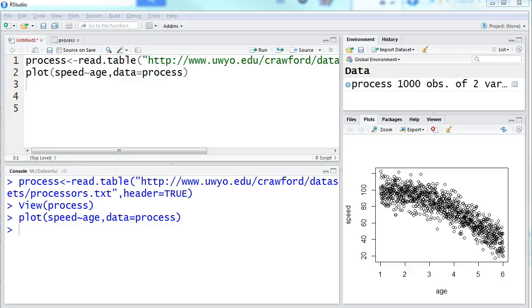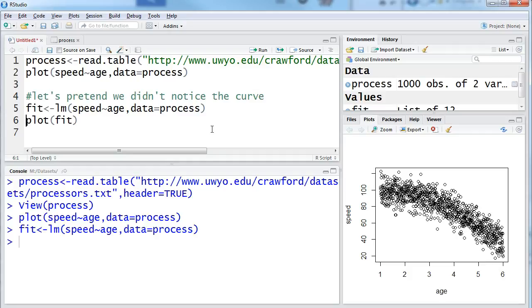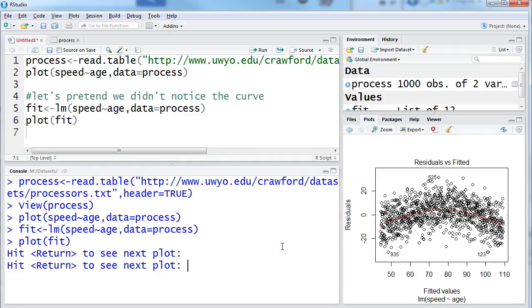So if we didn't know that we needed a curve, we would fit just speed based on age, and we would get some residuals like this. Let's take a look. Do you notice it? Do you notice the curve here? It looks kind of rainbow shaped. It's distinct enough that even R noticed it and drew a little red line to say there's kind of a curve here. But this is going to be the only real place that it shows up.